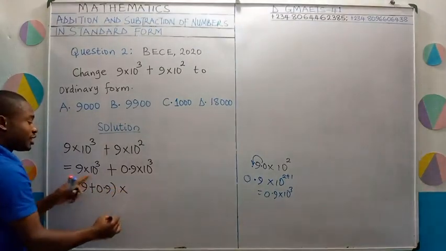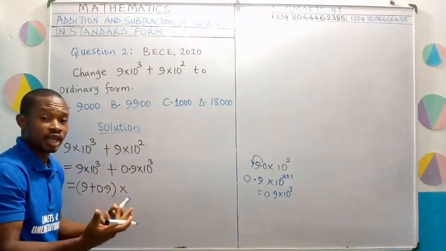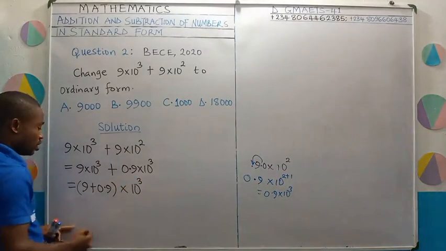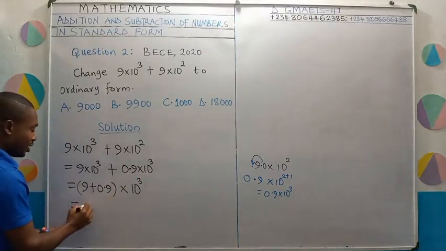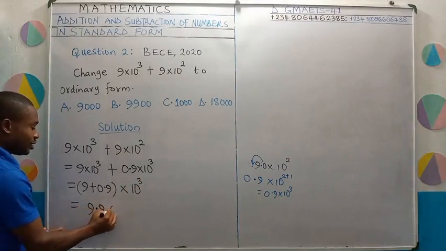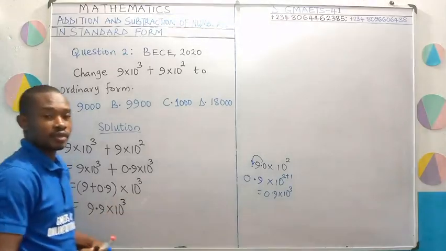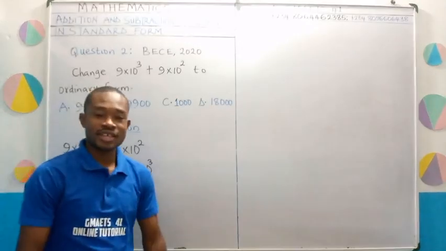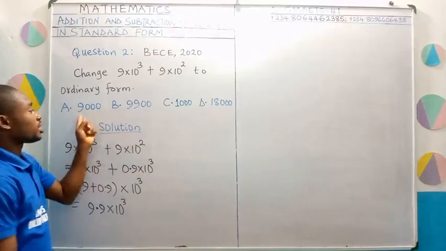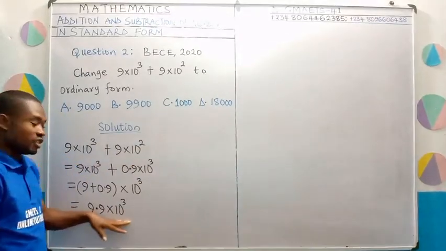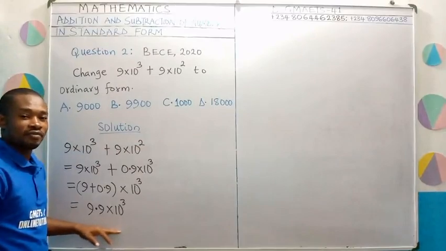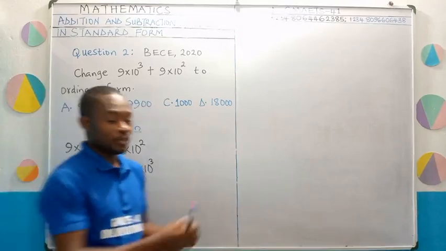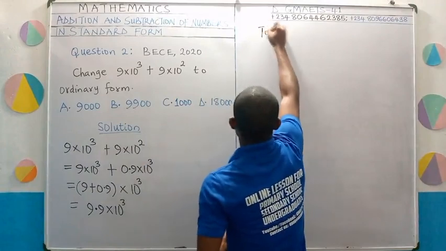Then I will pick one of the times 10 raised to the power 3 because it is common to them. It is the same for both numbers. If I add 9 plus 0.9, it's going to give me 9.9 times 10 raised to the power 3. Now, this is supposed to be my answer if I were to get the answer in standard form. But the question says we should get the answer in ordinary form. So we need to change this from standard form to ordinary form. We don't want to see this times 10 raised to any power again. So what do we do? It's simple. So I'll write: to change to ordinary form.